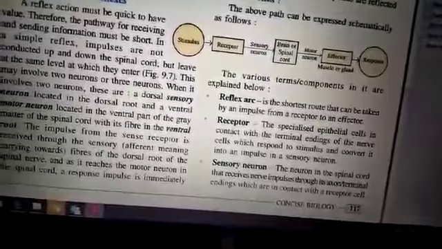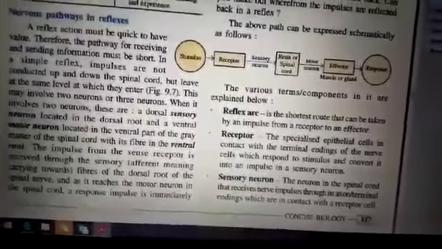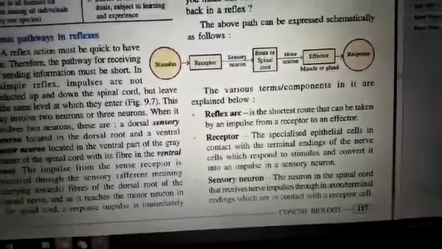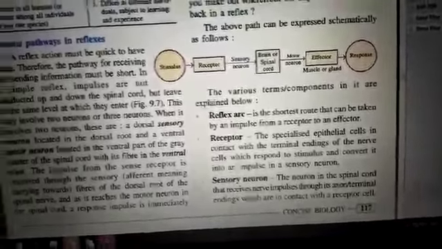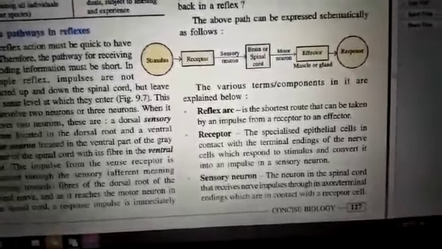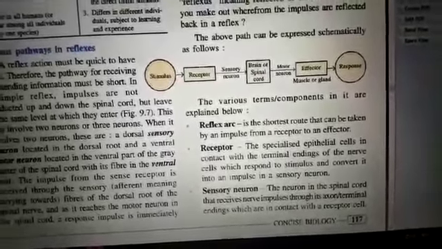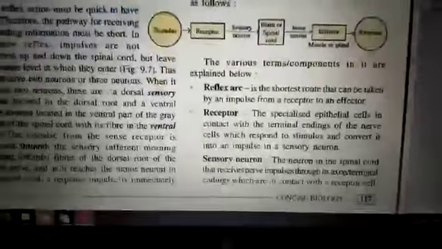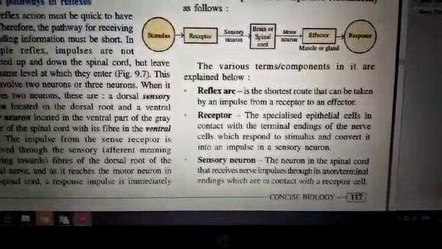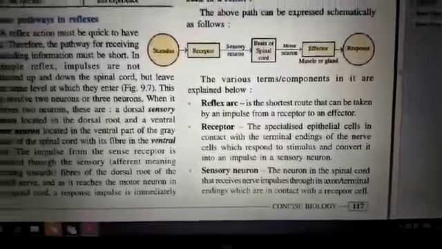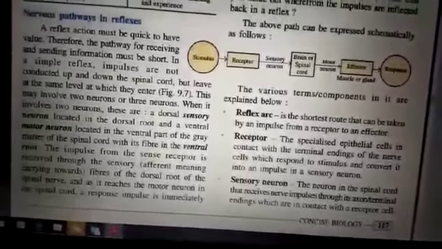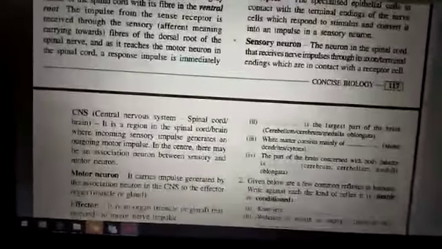ये जो pathway हमने अभी study किया, right from the stimulus to the response, this pathway together is called the reflex arc. Receptor, it is the specialized epithelial cell in contact with the terminal ending, जहाँ पे आपको stimulation मिल रहा है, where it gets converted into the impulse and passed towards the sensory neuron. Then sensory neuron, the neuron in the spinal cord that receives nerve impulses through its axon and then gives it to another, you can say interneuron, intermediate neuron, or to the other one.